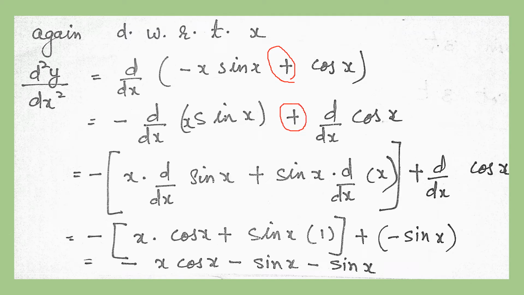So be very careful. Okay, so you get minus d by dx x sin x plus d by dx cos x. Now here you will apply the uv formula. See, here is the multiplication. Here is the x into sin x.